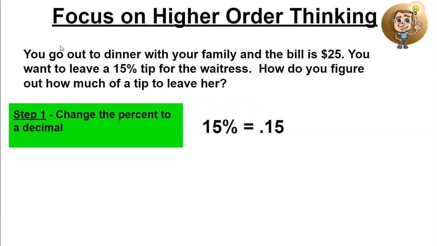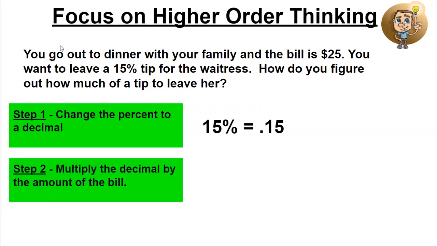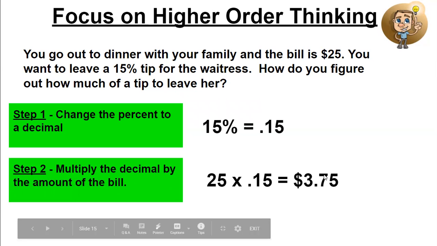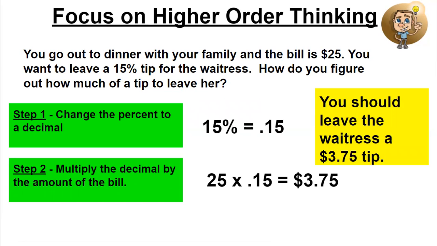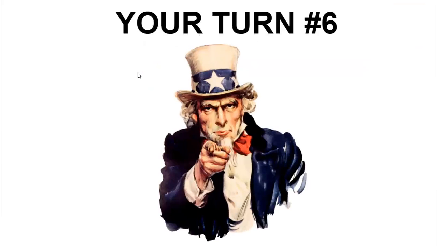0.15, right? 0.15. And then you're going to multiply the decimal by the amount of the bill. So we're going to have 25 times 0.15. That will give us 3.75. So you're going to leave her a tip of $3.75. And that's a very practical life skill that you will do frequently. Okay, try a problem like this. See if you can figure out the tip or the tax. Not sure if it's going to be tip or tax, one of the two, and then I'll see you back.